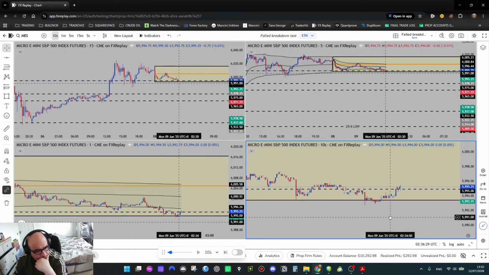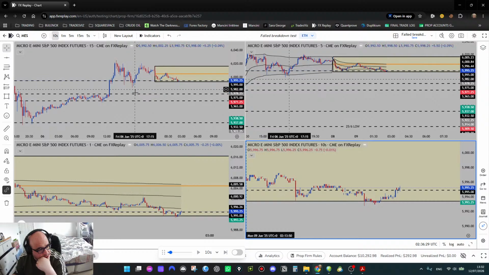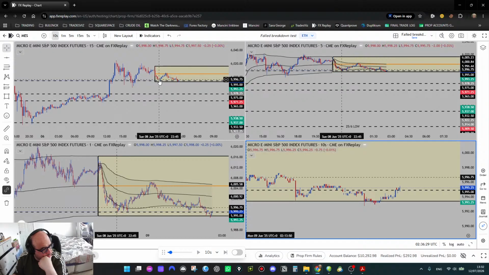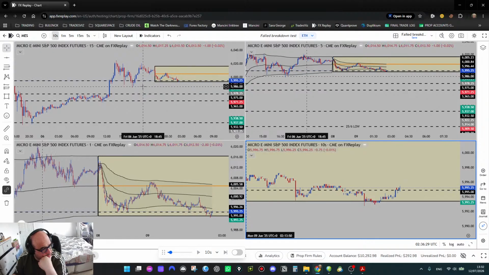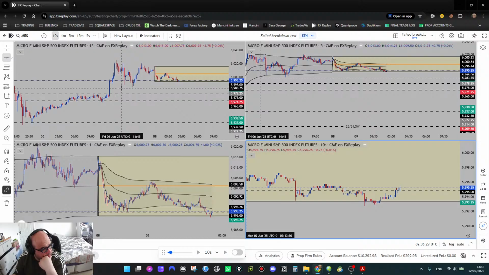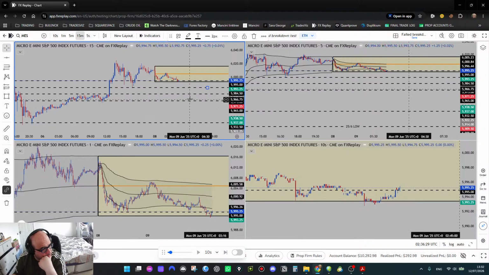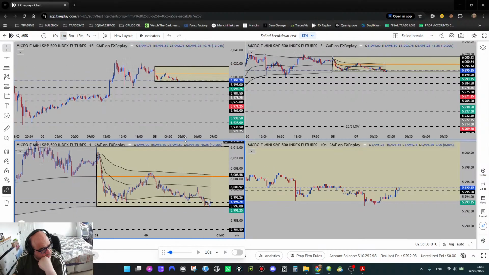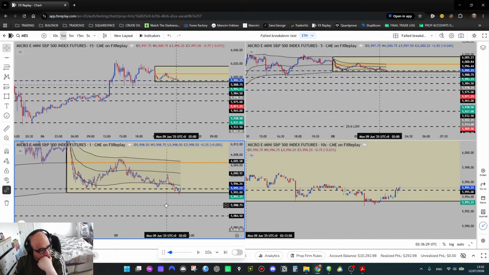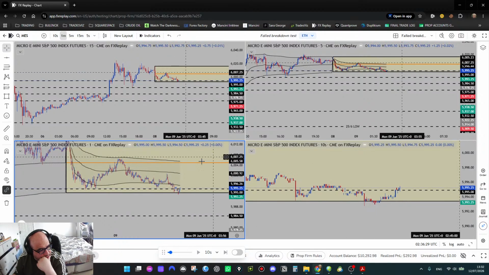Okay, so now I'm looking for an entry. So we see where we are. We are at these lows here. Of course, there's another low here, which I can mark if I want, and I will. It's this low. Okay, so let's see how it's going to play out. So if it recovers and stays, I'm looking to go long.